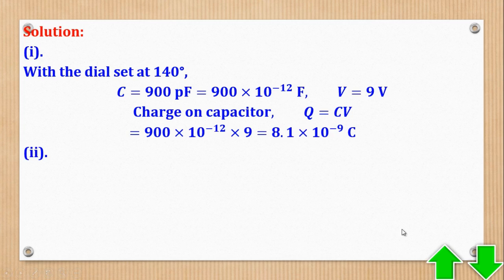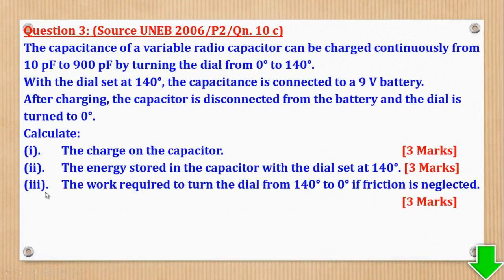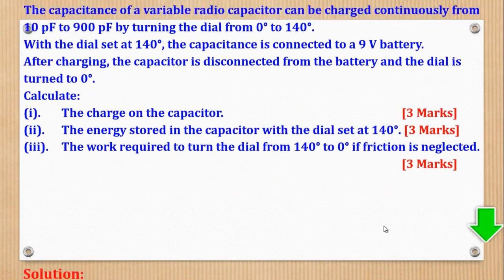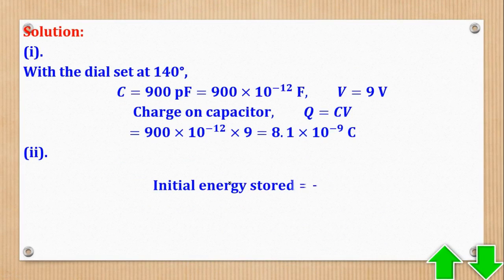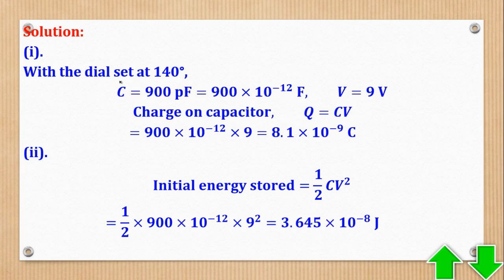That was (i). What about (ii)? For (ii), they want the energy stored in the capacitor with the dial set at 140 degrees. So initial energy stored is given by half CV squared. When it is 140 degrees, capacitance is this, so that's what we substitute here. And V is this, so that's what we substitute there. And when you use the calculator, we shall come up with this as the answer.